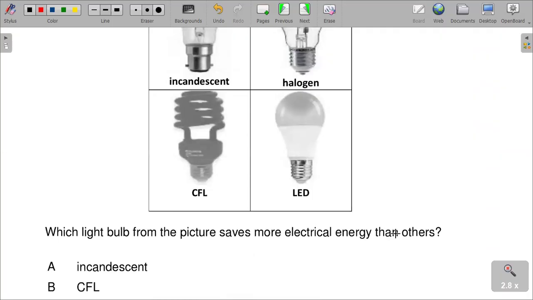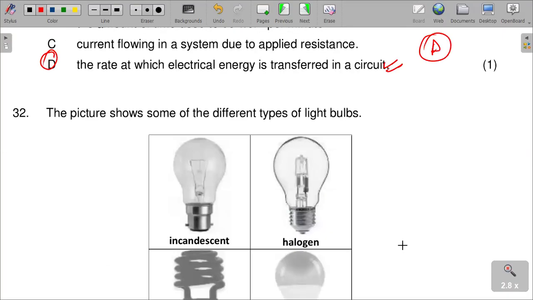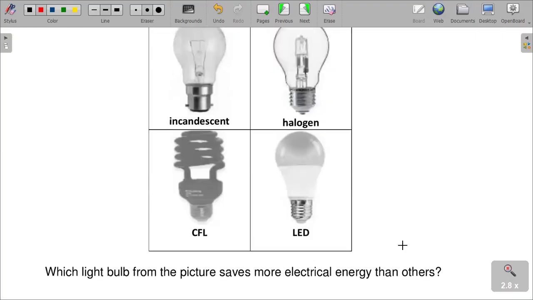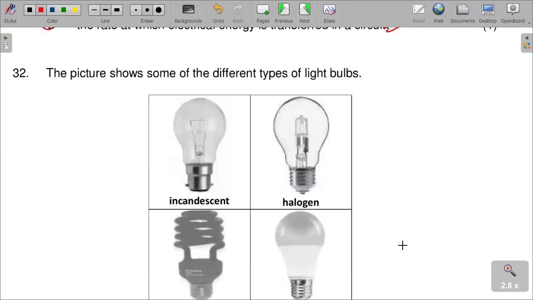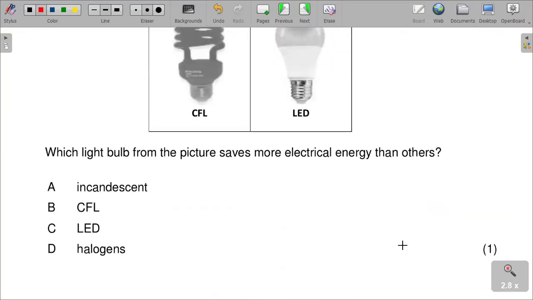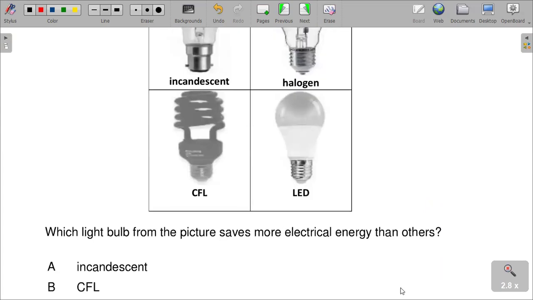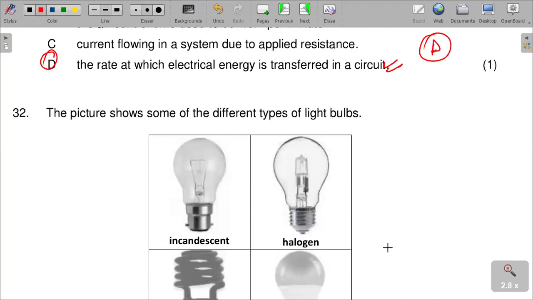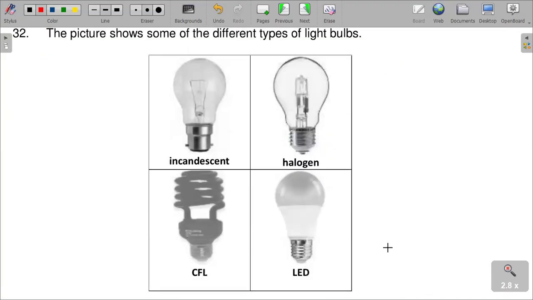So yeah, actually we have got the types of bulbs that are given: the LED, the coil, the incandescent and the halogen. Which light bulb from the picture saves more electrical energy than others? Which bulb saves the most electrical energy?